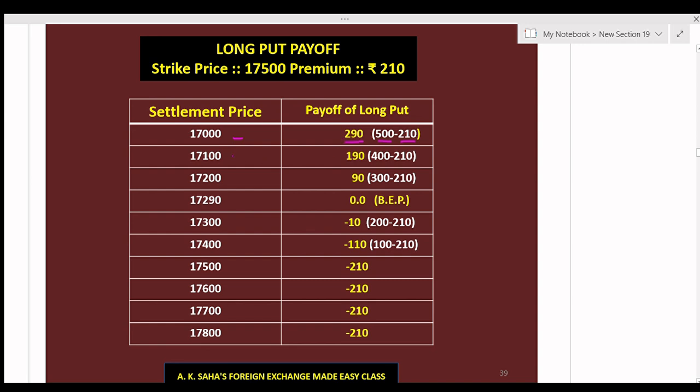Next 17,100, the profit comes down to 190. 17,200, profit will be 90. And in this way, in the higher range, he will incur a loss of 210. He will not exercise his right when the spot price increases higher than the strike price.